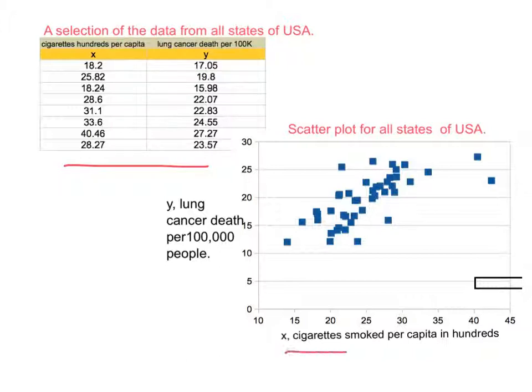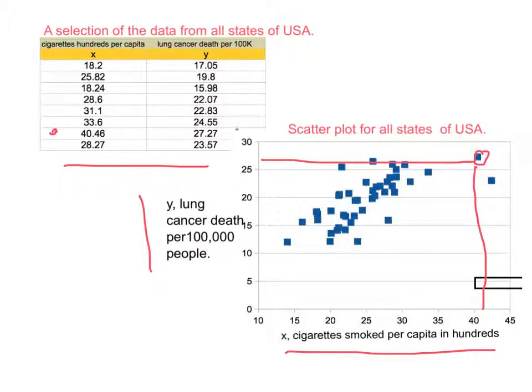X here is the cigarette smoke per capita in hundreds, and Y here is the lung cancer death per 100,000 people. Make sure you label the axis properly as it is. So for example, the data point here, X is 40.46, so you measure 40 and you read 40.46 going up, and then Y is 27.27, so this is the point for here.